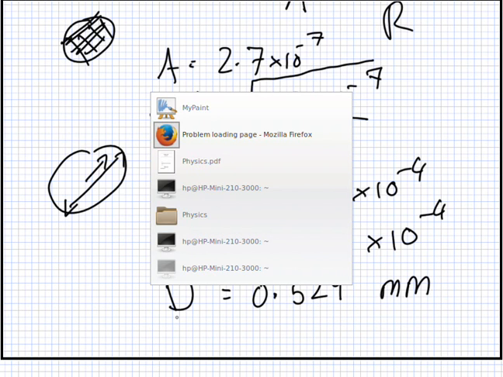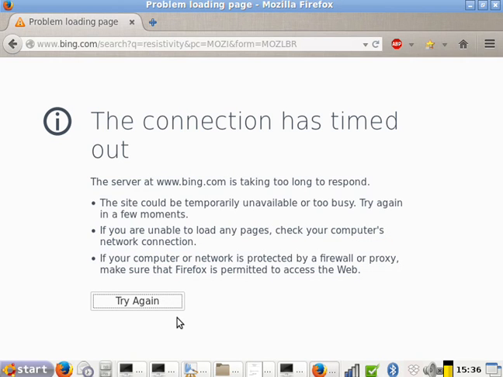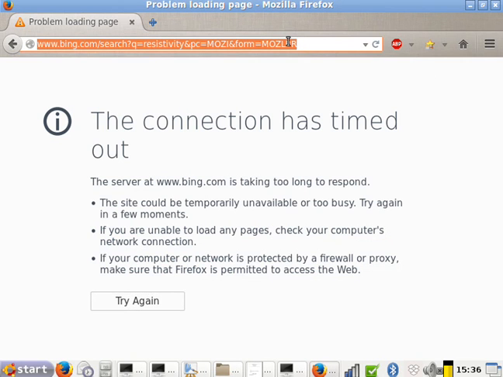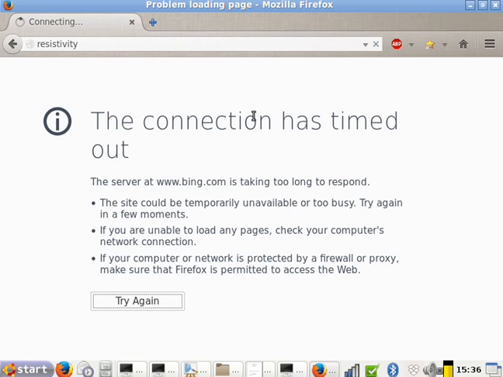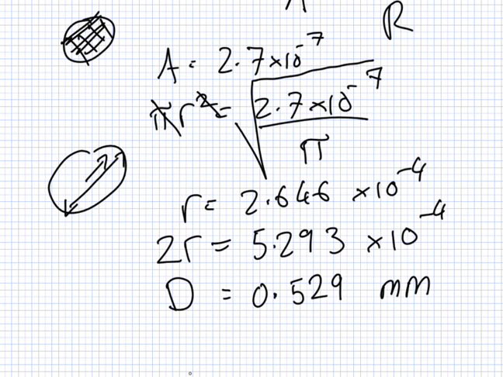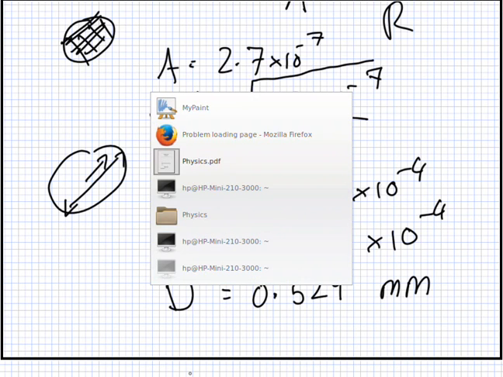Do I have resistivity? I do not. Okay. Is that okay? Next now.